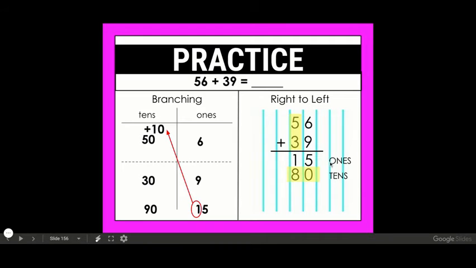Now I need to combine my ones and my tens together. So I have 15 plus 80. 15 plus 80 equals 95. Let's check over here. My expanded form, I have 90 plus my 5 ones, 95. So 56 plus 39 equals 95.